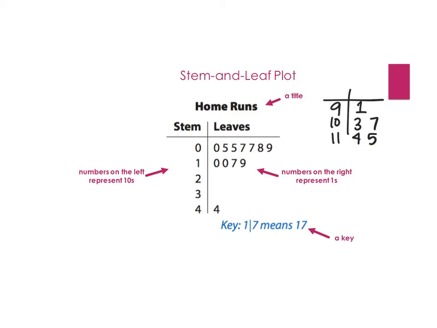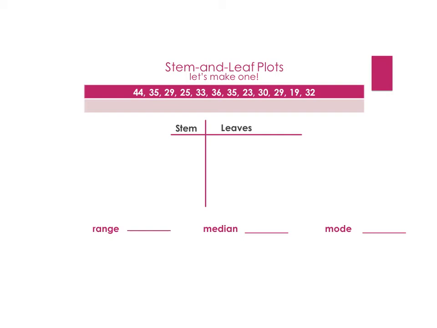So just so you know, you can have a 9, a 10, 11, 12, and so on as your stems. They just represent 10, so this would be 100, 110, and so on and so forth, okay? It still works the exact same way. So let's go ahead and make our first stem and leaf plot.